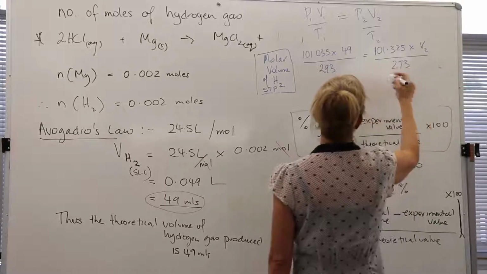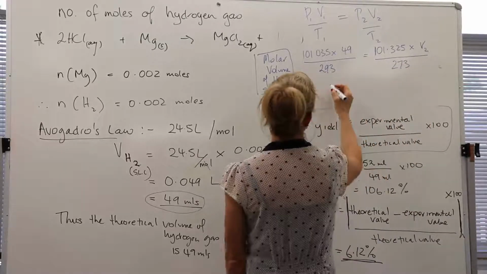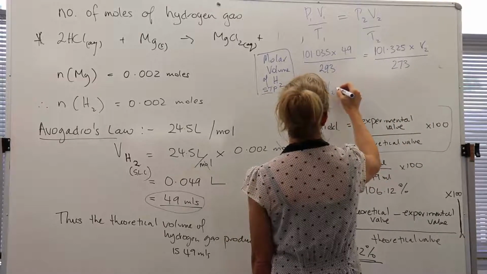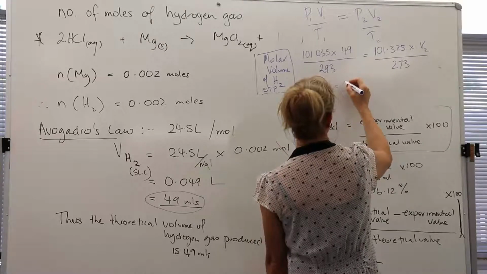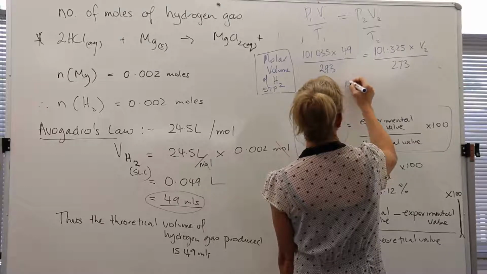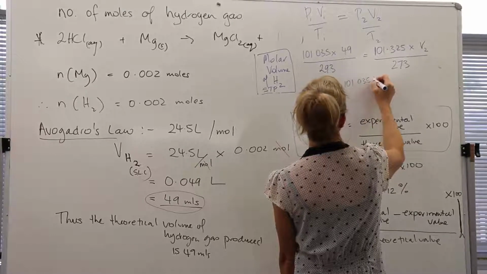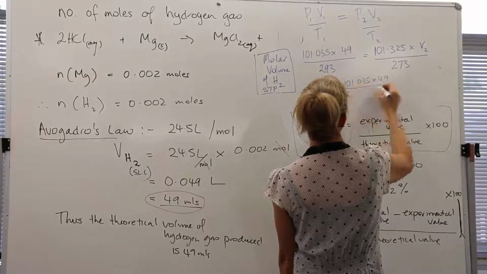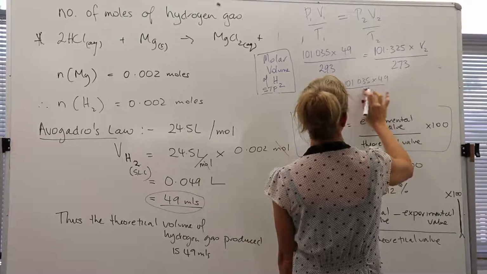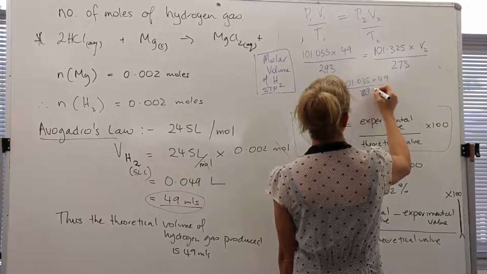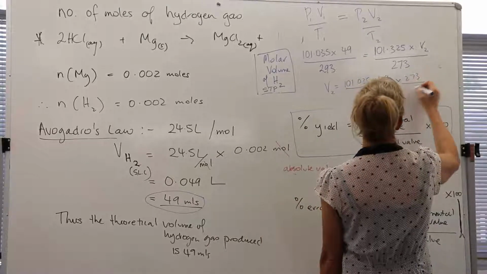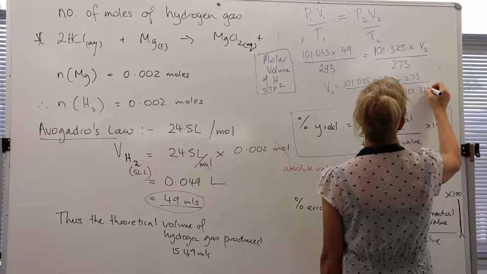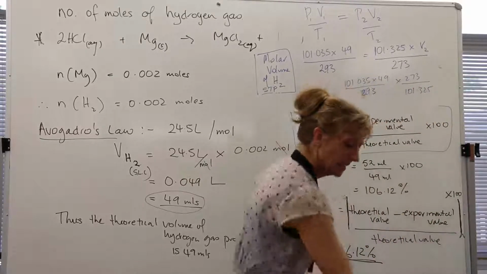So now we just have to rearrange this. So you get V2 equals 101.035 times 49 divided by 293, times 273 divided by 101.325. And what do you get?